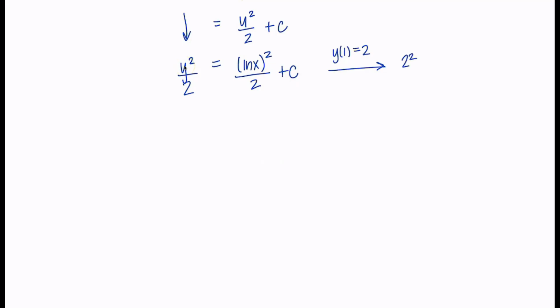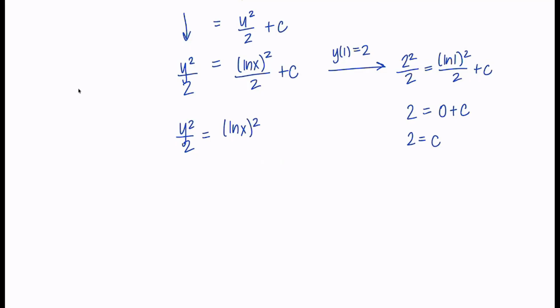So we're going to have 2 squared over 2 is equal to natural log 1 squared over 2 plus c. 2 squared is 4. 4 divided by 2 is 2, so I get 2 is equal to natural log of 1 is 0. So 0 divided by 2 is 0. So I get that the value of c is just 2. Now I'm going to come over here and substitute that in for c. So we get y squared over 2 is equal to natural log x squared over 2 plus 2.